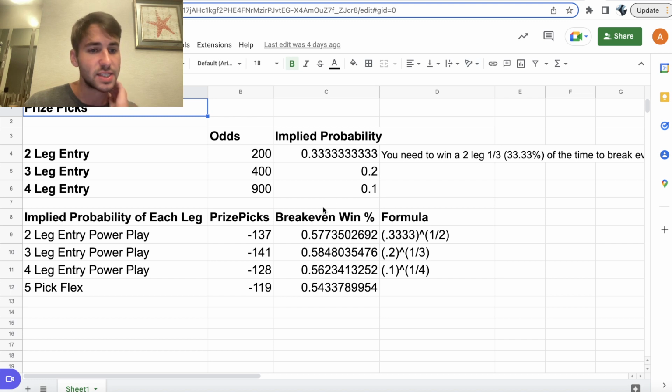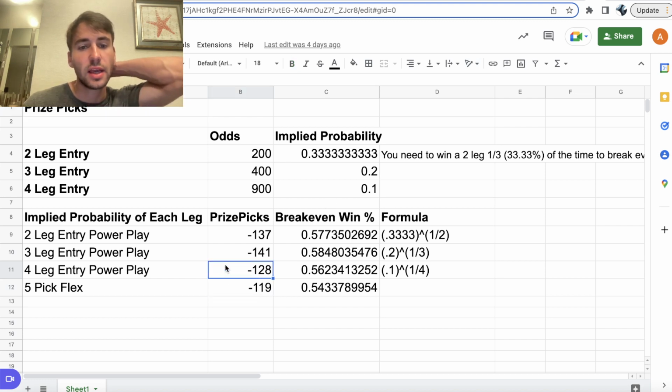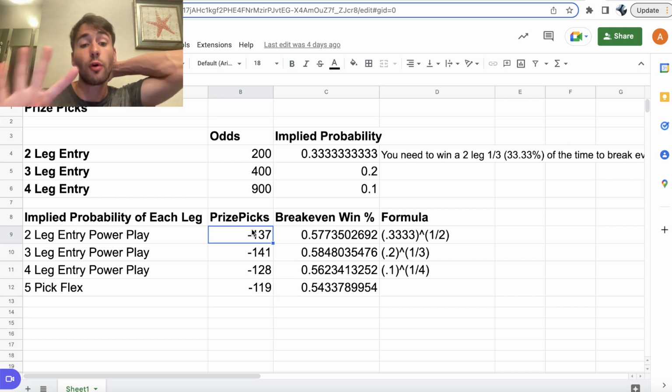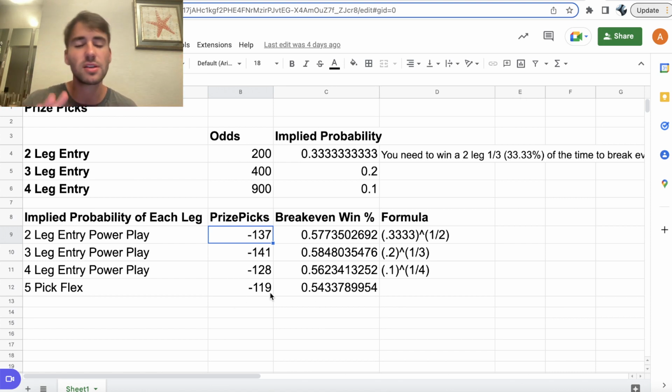What's pretty interesting is 4-pick power plays actually have better implied odds than two-pick entries. So if you have 4 really profitable picks, as opposed to doing 2 different two-pick entries, you should do a 4-pick entry. If you have 5 picks, you should do a flex play. Flex plays are a little complicated because it depends on the win probability for your bet. But regardless, if you can find 5 really good picks, 5-pick flex plays are good options.